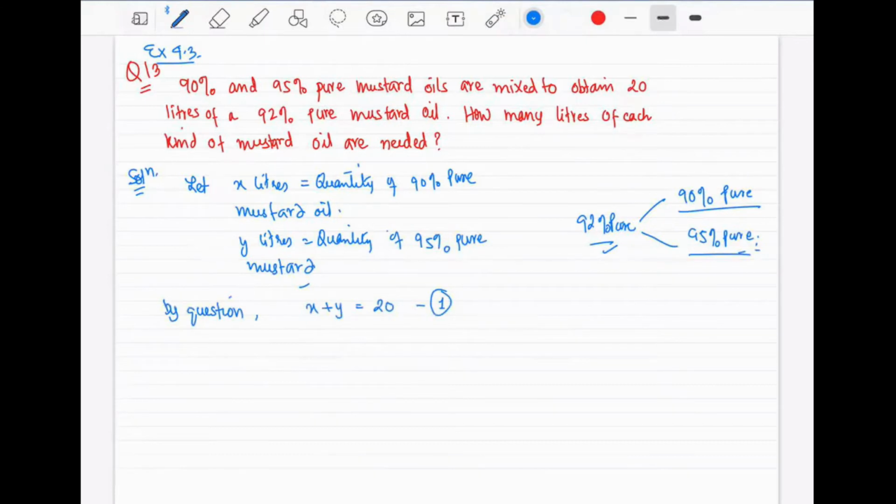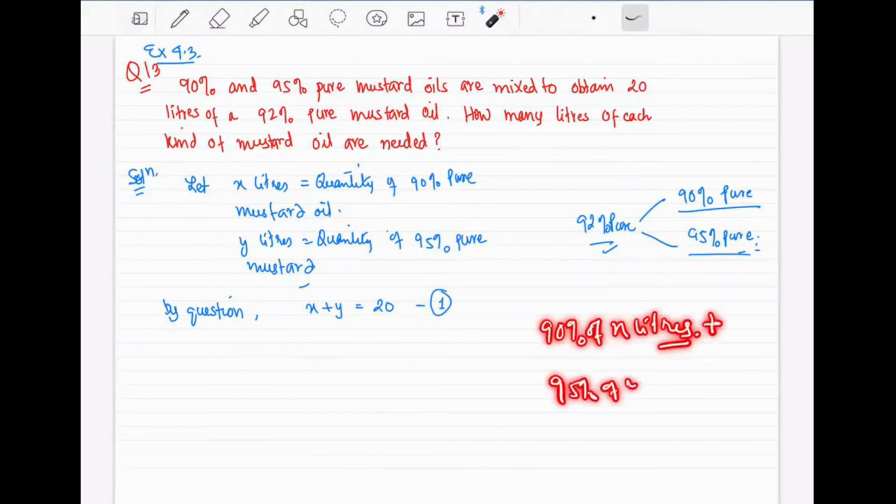Come to the second condition. We need two equations in order to solve for the values of x and y. We are mixing 90% and 95%. 90% of x liters, we add together with 95% of y liters. What do we obtain? We obtain 92%. 92% of how many liters is pure?